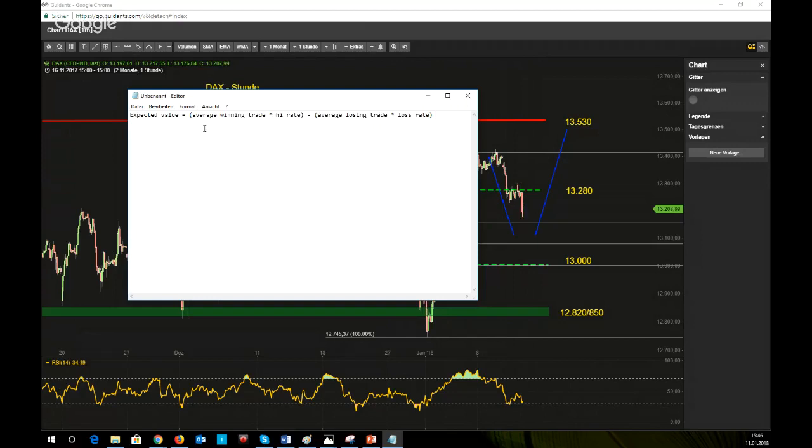If I keep on trading this approach here, and I'm capable of stabilizing those parameters around the average winning trade, the hit rate, by the way, there's a T missing, the losing trade, the average losing trade, and the loss rate. If I can stabilize it here, I can expect to make 250 euros per trade. It doesn't matter if it's winning or it's a losing trade.